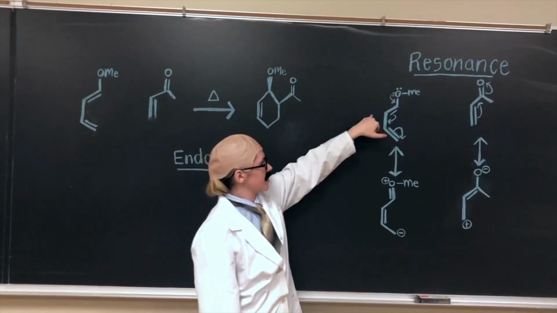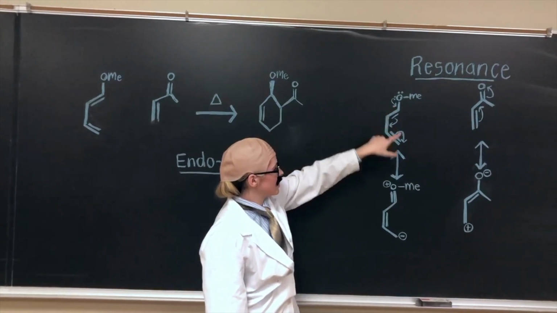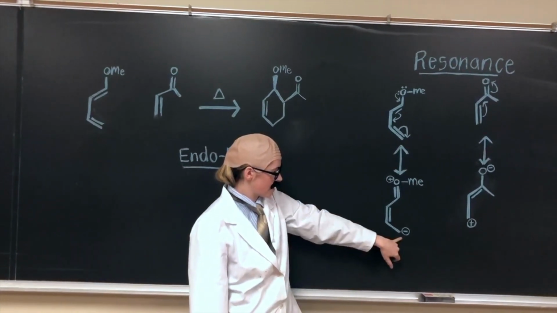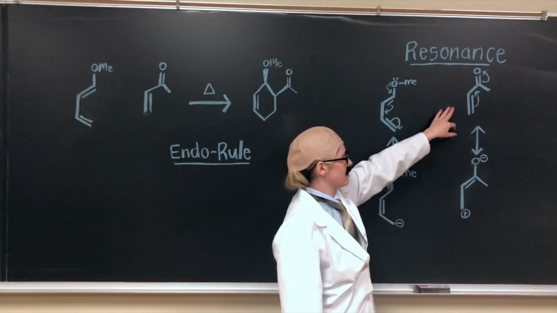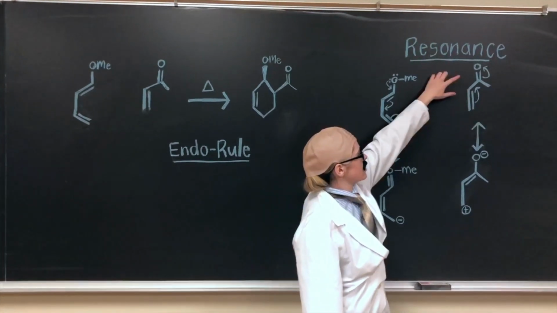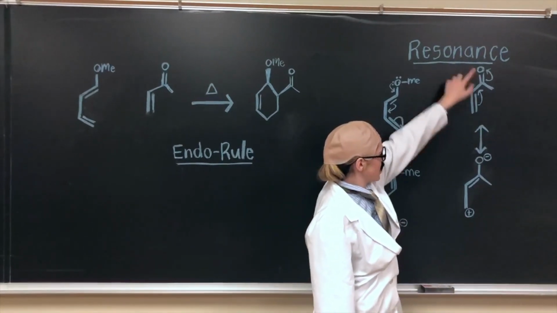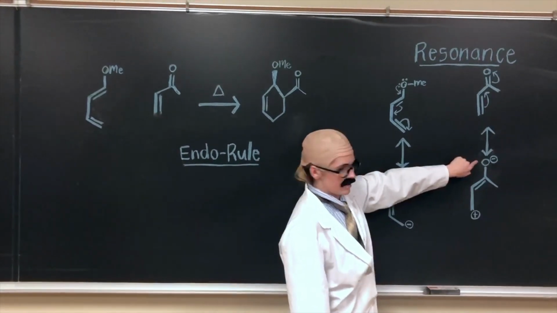Here on the diene, we have this methoxy, which has a lone pair that will donate down and move these bonds to produce a negative charge on this carbon and a positive charge on this oxygen. Over here, we have the dienophile with this ketone acting as the electron withdrawing group. So it's pulling the electrons towards this electronegative oxygen, and you end up with a positive charge on this carbon and a negative charge on this oxygen.